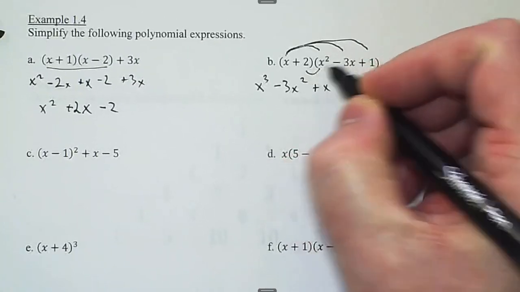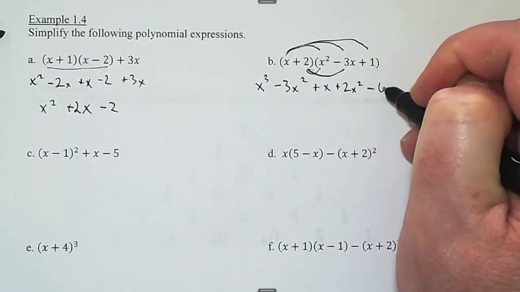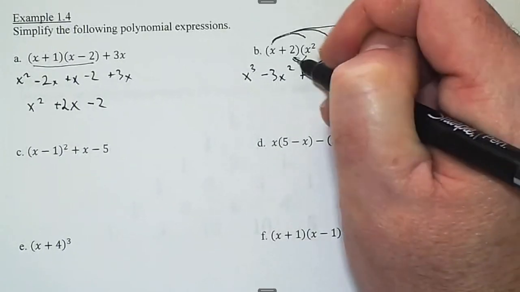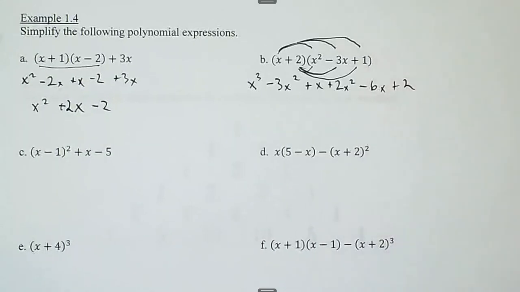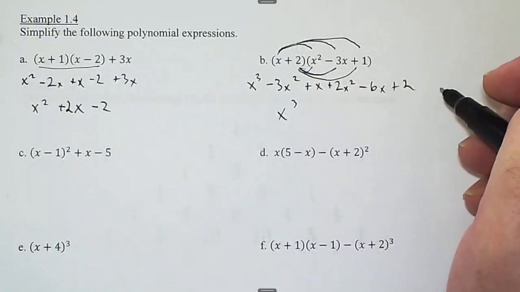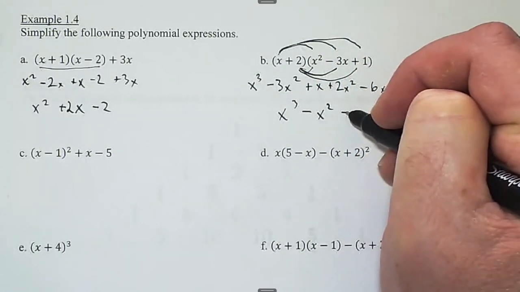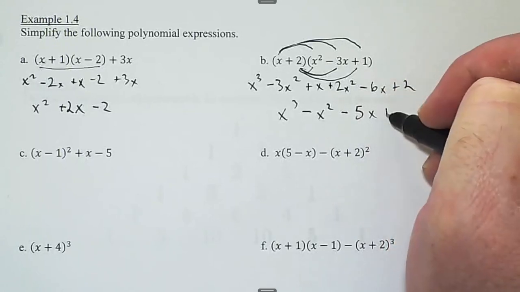Then we do the 2 plus 2x squared minus 6x plus 2. All right, so this is x cubed minus x squared minus 5x plus 2.